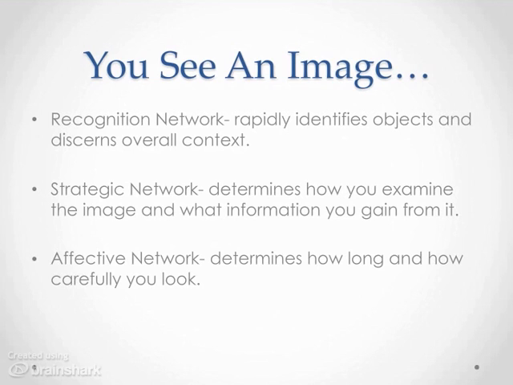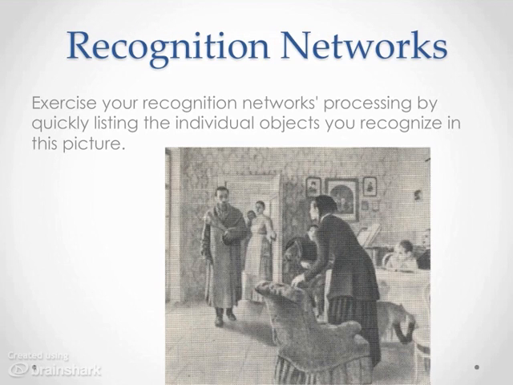So you can see in this slide, this breaks it down a little bit further, but within the three different networks, we're looking at identifying objects, figuring out what information you get from those objects, and then the determination of how long and how carefully you are looking at different objects. As you begin to look at this picture, I want you to just identify the things that you see in the picture.